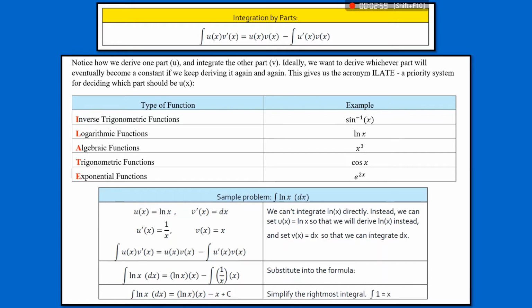So I've got a priority list here, which goes from top priority to lower priority. If you see an inverse trig function, that should be your top priority for u. Then logarithms, then polynomials, then trig functions, then exponential functions. If you want an acronym, we can use ILATE, which is just a priority system for deciding which one should be the function that we derive.